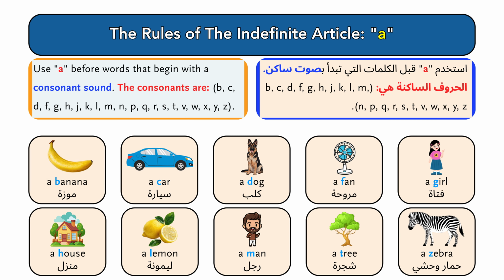Now, how do we choose between them? Let's look at the rules for the article a. You use a before words that begin with a consonant sound. Consonants are letters like B, C, D, F, G, and so on. Let's practice reading these examples together. A banana. A car. A dog. A fan. A girl. A house. A lemon. A man. A tree. A zebra.